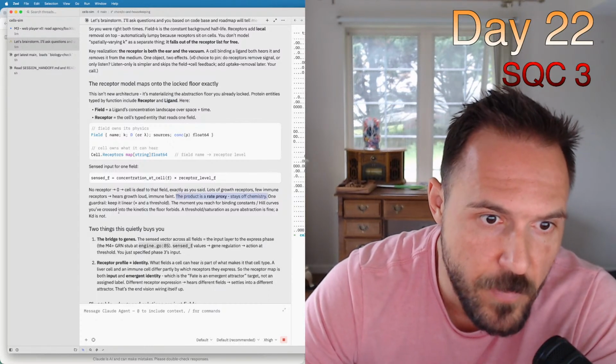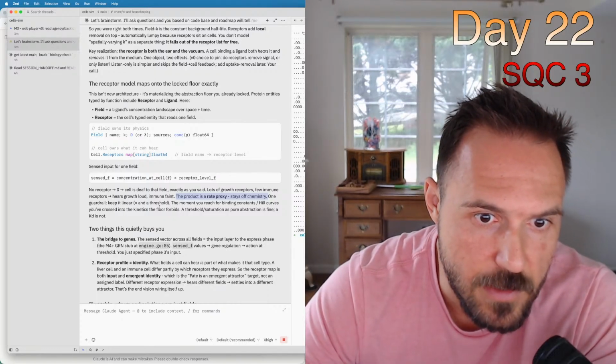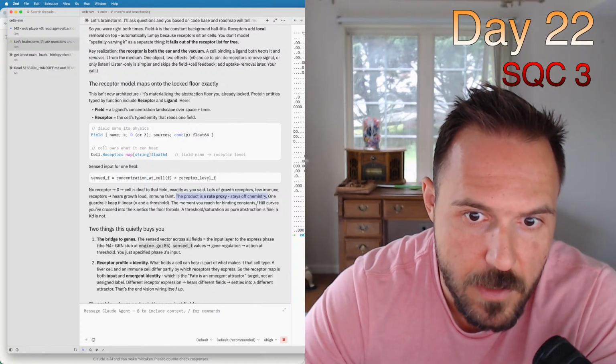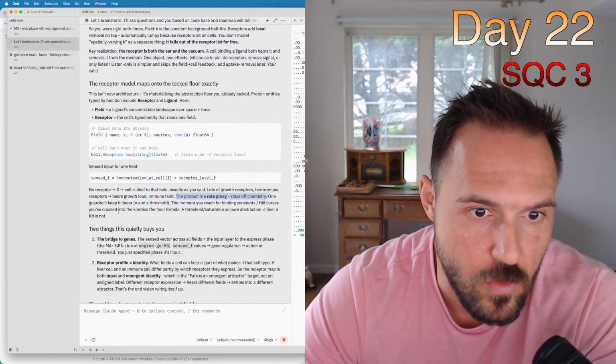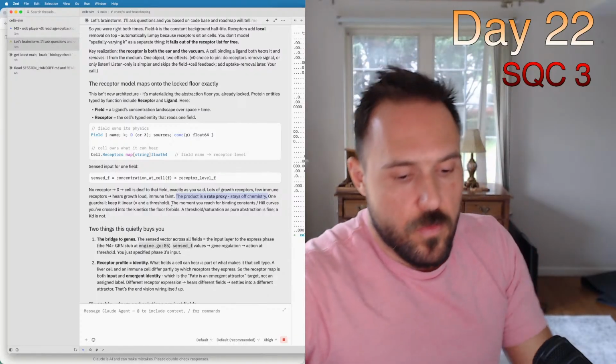Love this. One: guard the rail. Keep it linear, X and the threshold. The moment you reach for binding constants, Hill curves, you're lost in kinetics for bits.